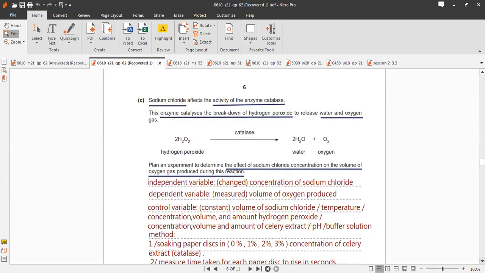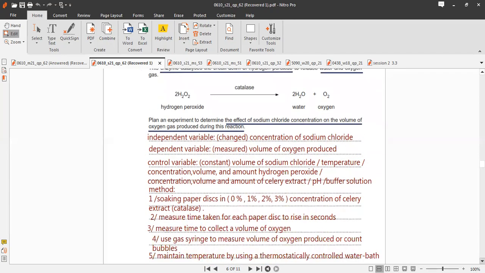C. Sodium chloride affects the activity of the enzyme catalase. The enzyme catalyzes the breakdown of hydrogen peroxide to release water and oxygen gas. This is the equation. Plan an experiment to determine the effect of sodium chloride concentration on the volume of oxygen gas produced during this reaction.